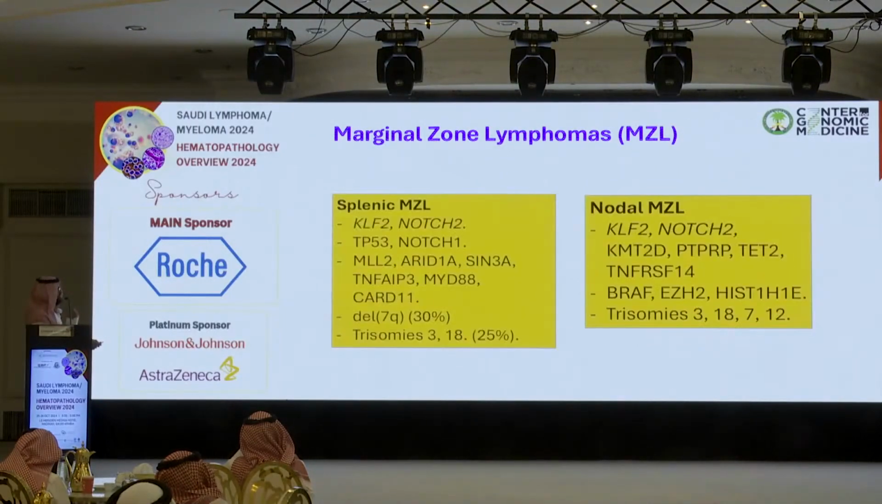Now, marginal zone lymphoma is one of the diseases that has 3 types. It's a more indolent type, so we know the splenic marginal zone, the nodal marginal zone, and the extranodal mucosa-associated. So even though the nodal and splenic marginal zone are in different locations, you can see they share a lot of mutational profiles in terms of genomics. So KLF2 and NOTCH2 are present in both. Trisomy 3 and 18 is common in both. And there are some other mutations. Neither of these are specific nor sensitive. But you can see if you have NGS panel and you find this mutation, it can support the diagnosis if the morphology is not strong.